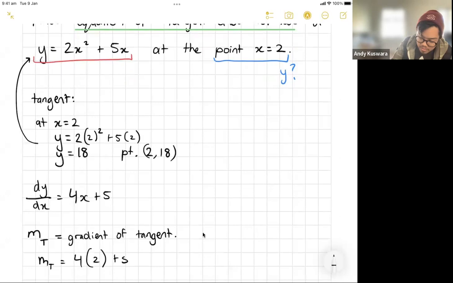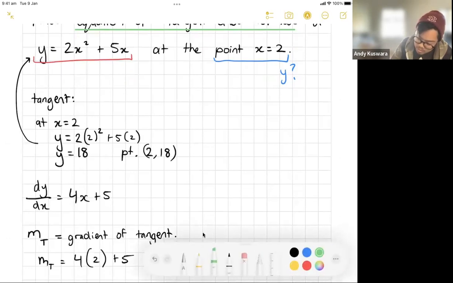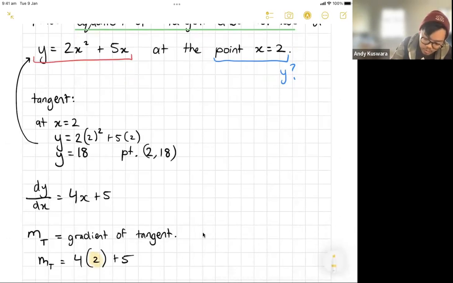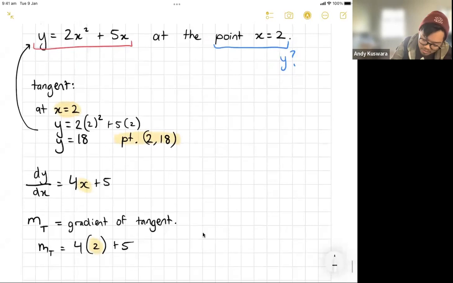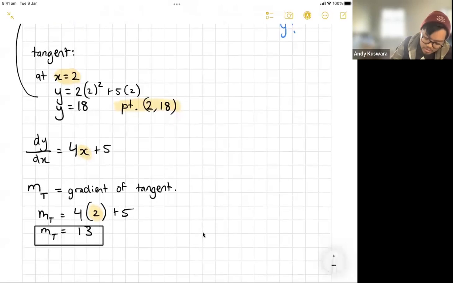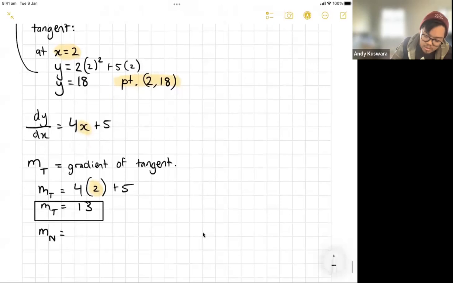times 2 plus 5. Now, why am I subbing in that 2? Hopefully it's clear that I don't want any tangent. I want the tangent at this particular point at (2, 18). So I'm using the x value there. And that tells me my particular gradient at that particular point. It's going to be 8 plus 5, which is 13. Okay, that's my gradient.